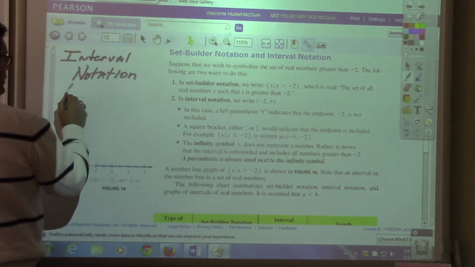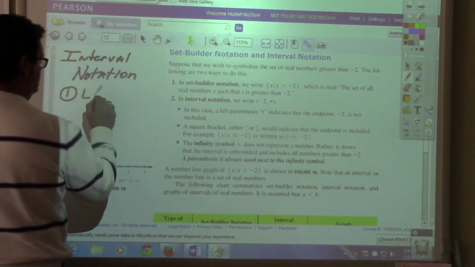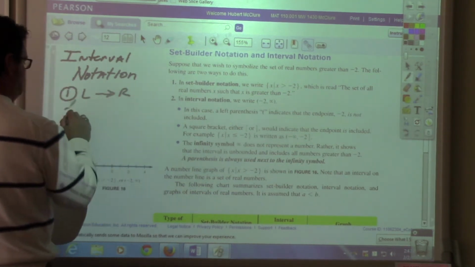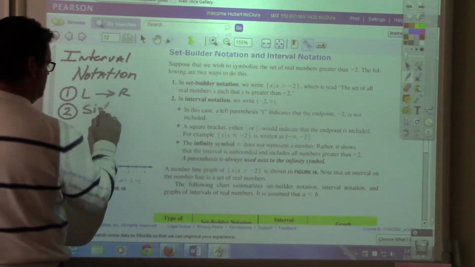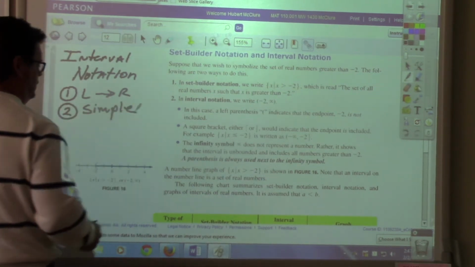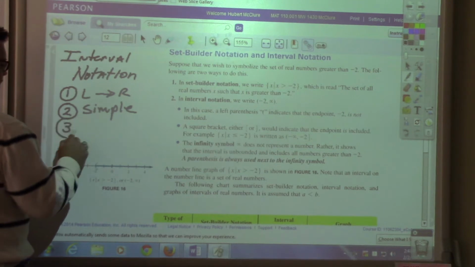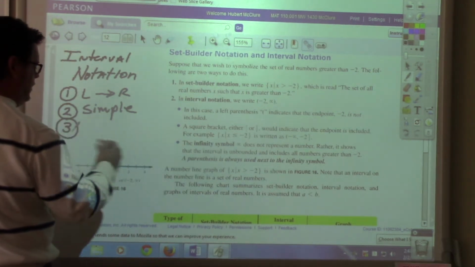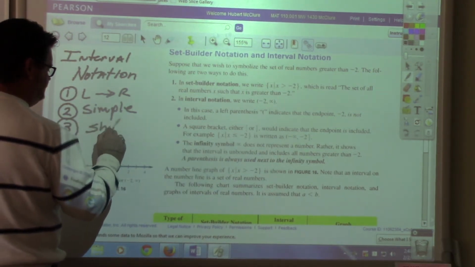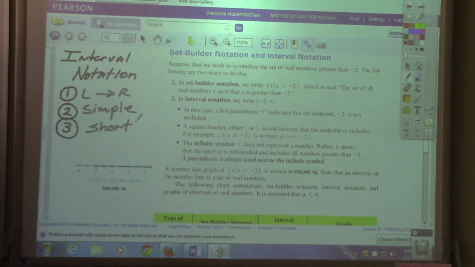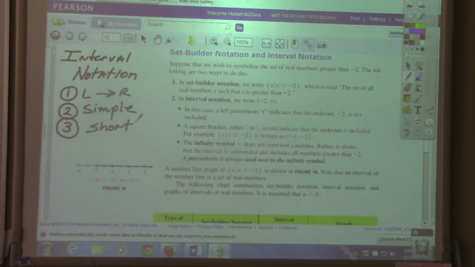One, you read from left to right. Two, it is simple. And three, you don't have to write a big long sentence. It's short. Short and what? Sweet. Simple. Short and sweet. Short and simple, simple and short, whatever you want to call it.